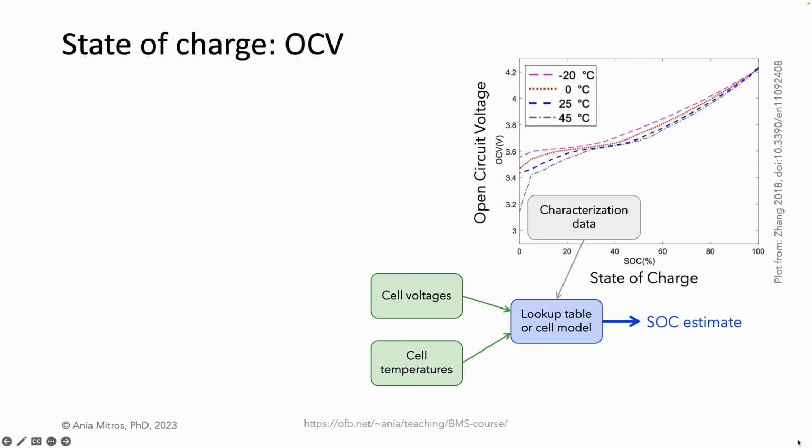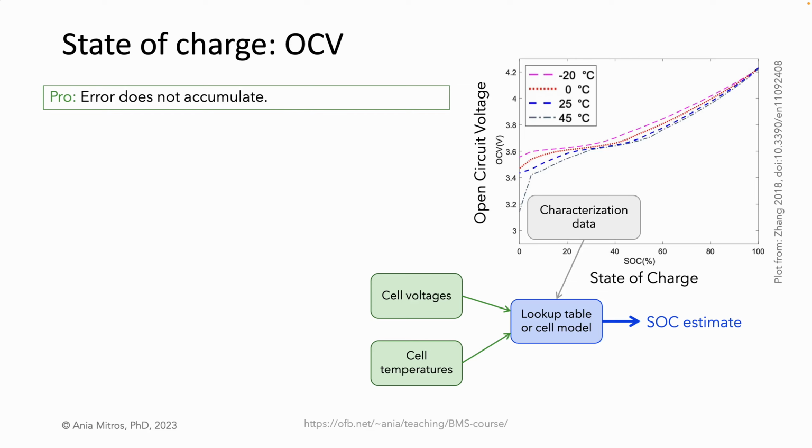Now, let's talk about how to use cell voltages and temperatures to estimate state of charge. We can characterize the cells carefully to create a lookup table or a model, and then use the real-time measurements of cell voltages and temperatures to look up or calculate the SOC estimate. The beauty of this is that error does not accumulate. If we have good characterization data and accurate measurements, our error can be quite small.